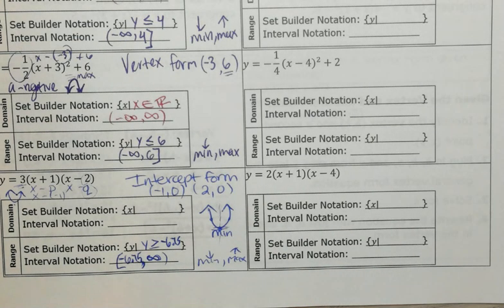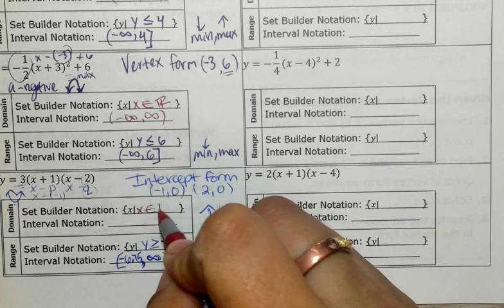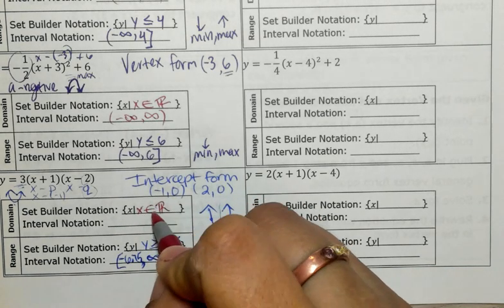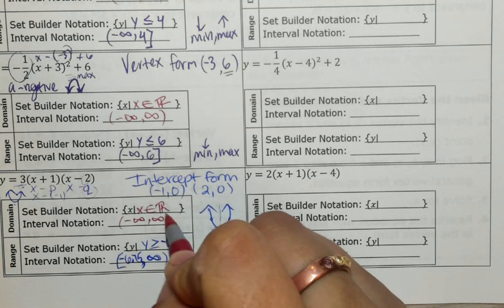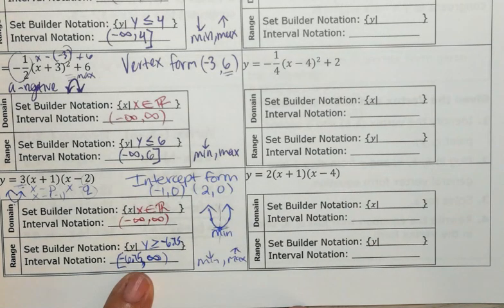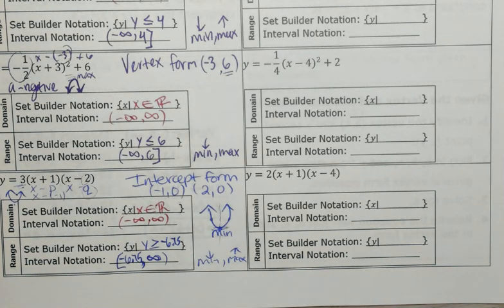Your domain will never change, so it's still going left and right forever. So x such that x is an element of all real numbers, and then negative infinity to positive infinity. It's just that range that you guys got to practice on identifying based on minimums or maximums. Okay, hope this video helps you.